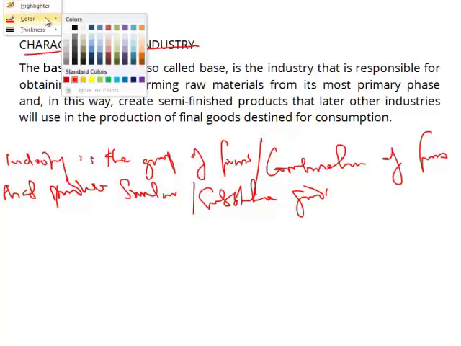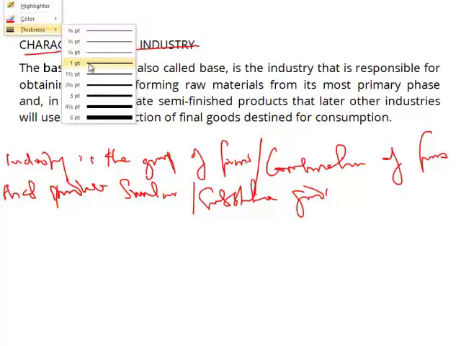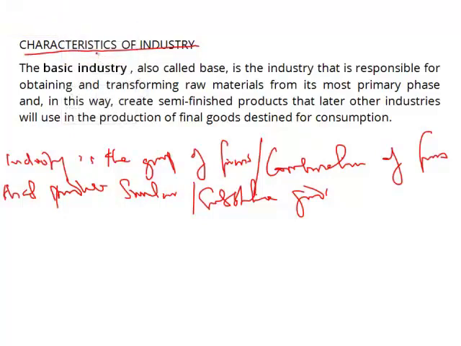Now, what are the characteristics of this industry? We have different types of industry: engineering industry, food and beverage industry, financial industry, agricultural industry, and a lot of industry around. But for the purpose of this course, we'll look at the basic industry.